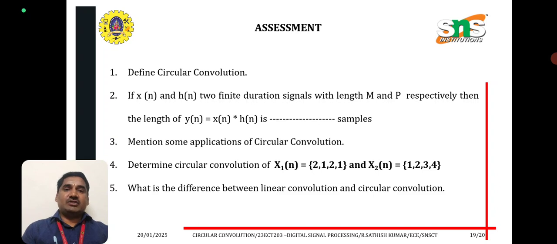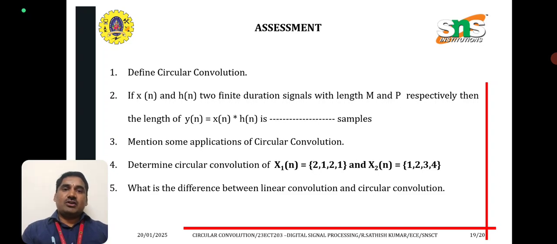Define circular convolution. Let x1 of n and x2 of n be two periodic sequences. We find x3 of n as the summation over m from 0 to N minus 1 of x1 of m into x2 of n minus m, whole modulo N. N is the time period.